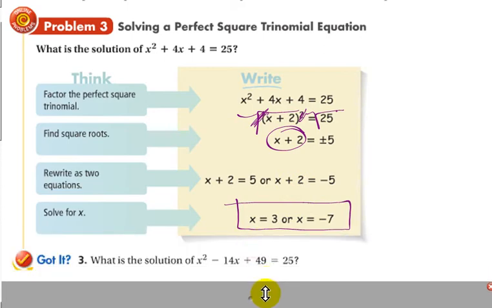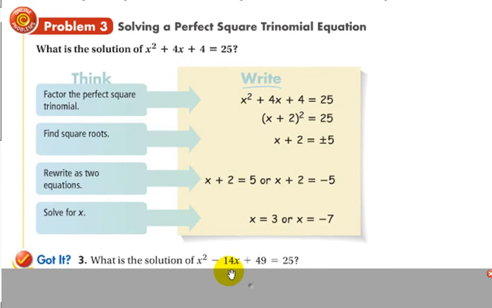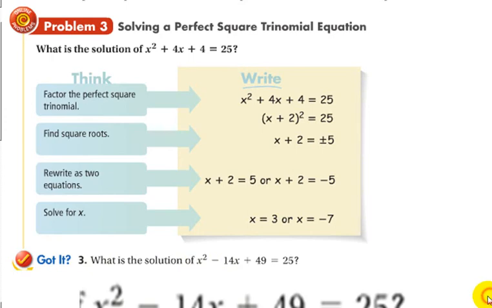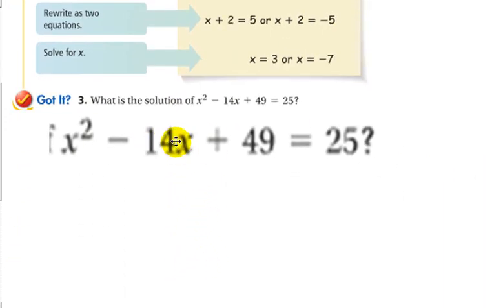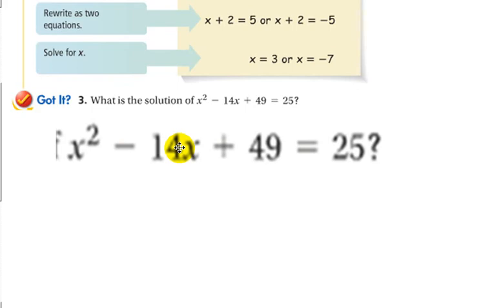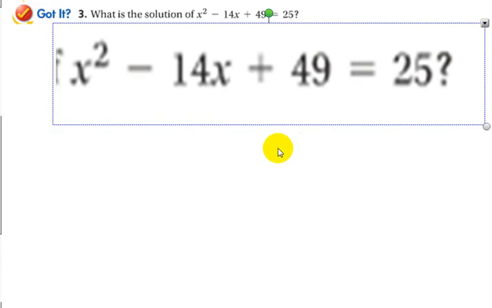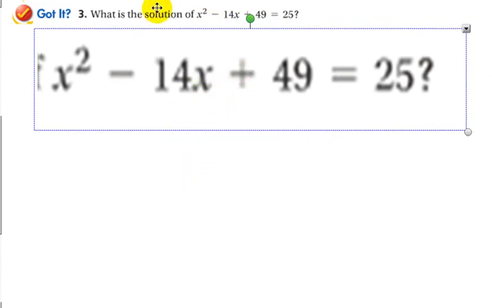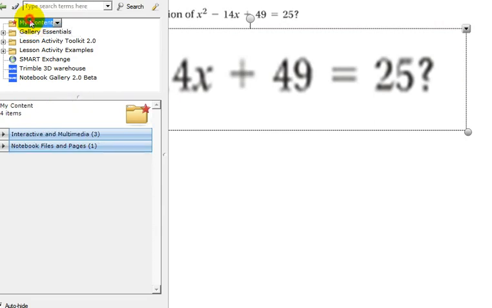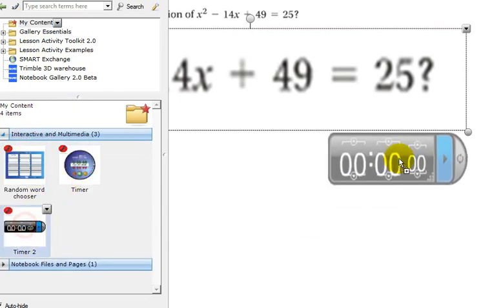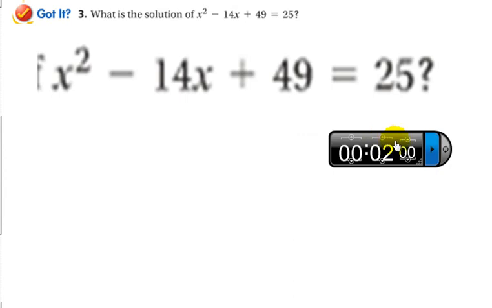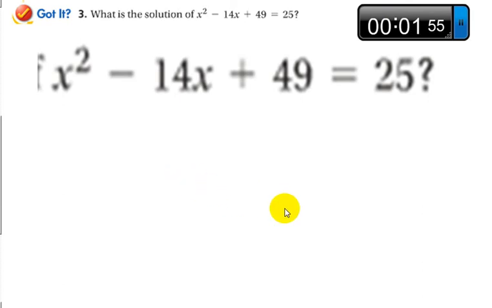Let's work another one. So let's get your whiteboards, and I want you to work this on the whiteboard. I've made this a lot bigger for you to see. So x squared minus 14x plus 49 equals 25. So work this quickly. I'm going to see where you're at in 2 minutes. Okay? And begin. I'm going to pause the timer.